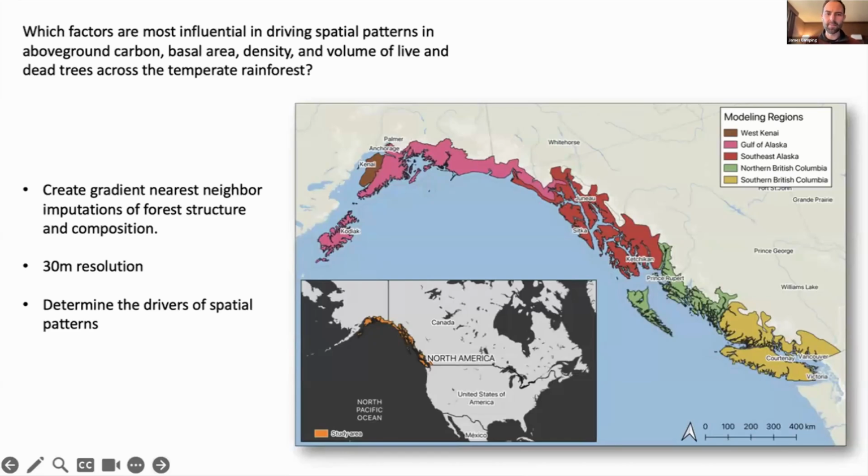So here's a map of the different modeling regions in our study, the northern area, the West Kenai, which is more boreal than it is temperate. And then we have the south central part of Alaska, southeast Alaska here in red, which is the Tongass, a modeling region for northern British Columbia and southern coastal British Columbia.